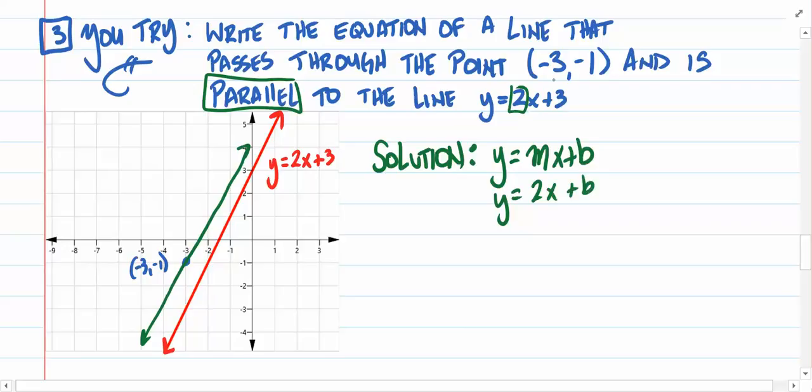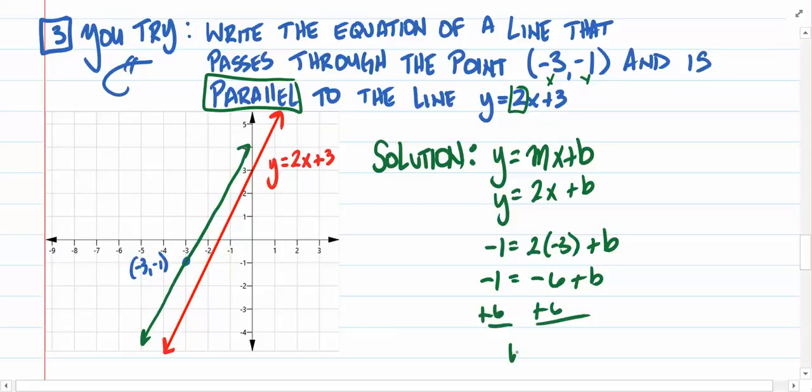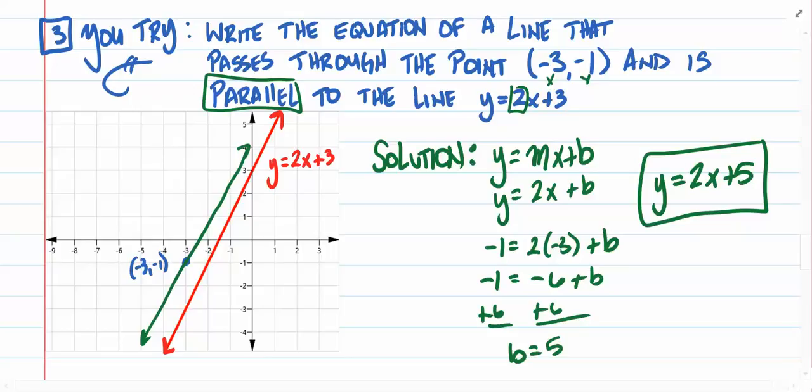Now I'm going to use the point that's been given to match up my equation here. So the x value is negative 3, the y value is negative 1. So negative 1 is equal to 2 times negative 3 plus b. So negative 1 is equal to negative 6 plus b. I'm going to add 6 to both sides, and I'm going to see that b is now worth 5. So therefore, the equation that I'm looking for would be this. Y is equal to 2x plus 5. And that's the correct answer.